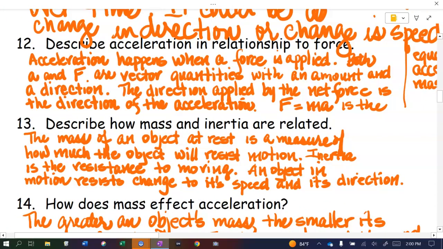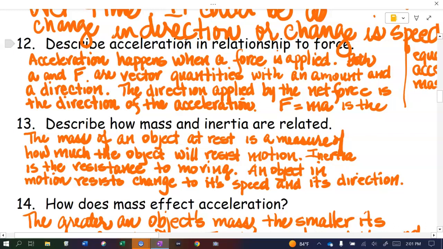Now, describe acceleration in relationship to force. Well, acceleration happens when a force is applied. That is the standard understanding in physics. Both acceleration and force are vector quantities with an amount and a direction. So the direction applied by the net force is the same direction the acceleration has. You realize that if you push a kid backwards, then the direction of their acceleration, change in velocity, is backwards as well, right?